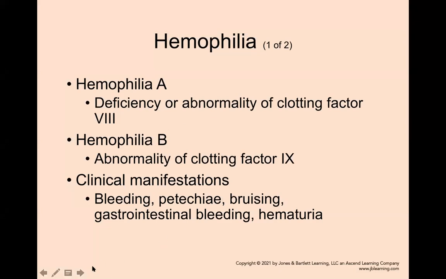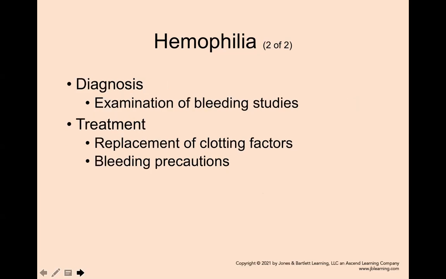If you suspected this in someone, again, you'd refer them to hematology, but it's just as important to know what factors are low, and to know that it would need to be further worked up if you have someone who was bleeding and you didn't know why. The diagnosis is made by examination of bleeding studies, and the treatment involves replacement of clotting factors and bleeding precautions. So practical advice would be, if you had a young child who was diagnosed with hemophilia, you wouldn't let them play contact sports because you don't want them to have spontaneous bleeding.